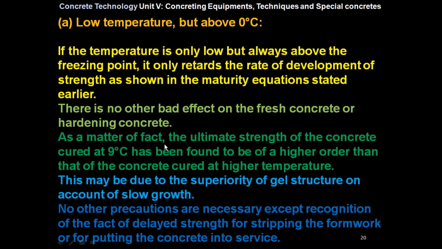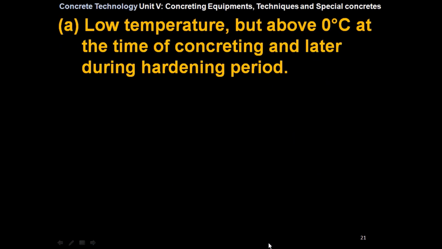As a matter of fact, the ultimate strength of concrete cured at 9 degrees Celsius has been found to be of a higher order than that of the concrete cured at higher temperature. This may be due to the superiority of gel structure on account of slow growth. No other precautions are necessary except a recognition of the fact of delayed strength for stripping the formwork or for putting the concrete into service.